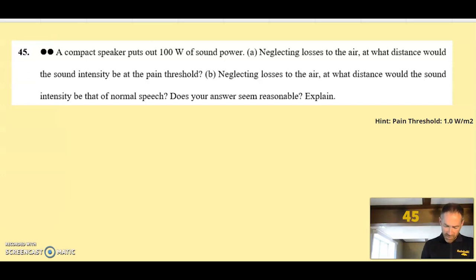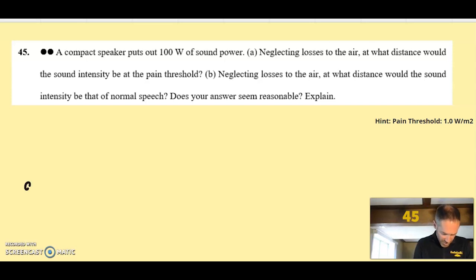100 watt sound power is like a regular speaker. A speaker in your car would probably be about 100 watts. So this isn't something super small, but this also is not something that's like for a concert or anything like that. Very, very ordinary run-of-the-mill speaker.